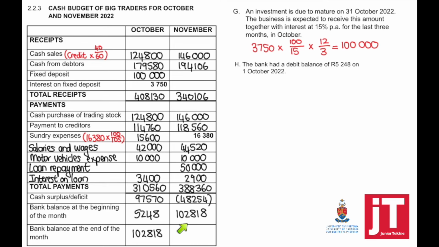48,254 plus 102,818. So we still now have a favorable bank balance at the end. Although we made a deficit, why do we have a favorable? Because the previous month we had a favorable bank balance, which was a huge amount, 102,018.